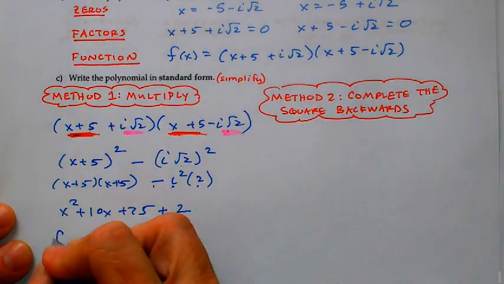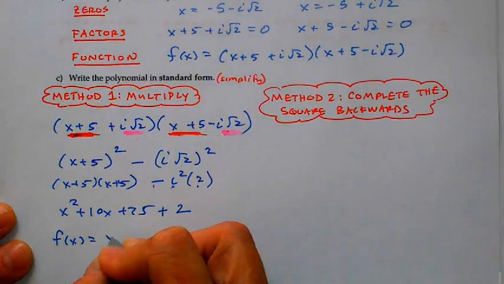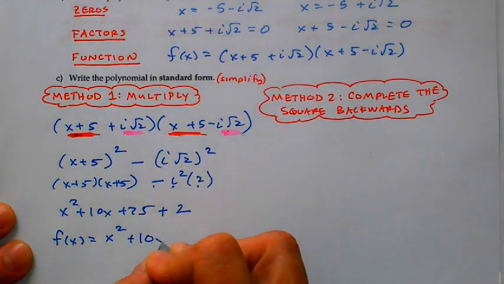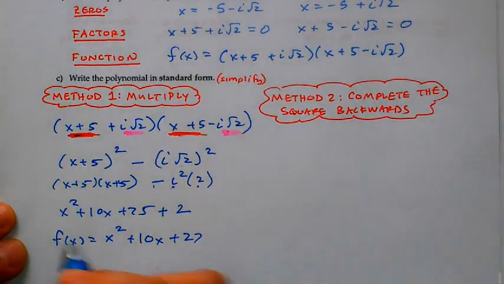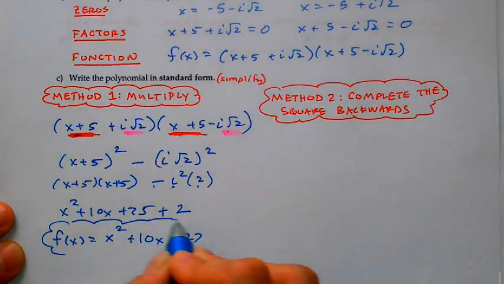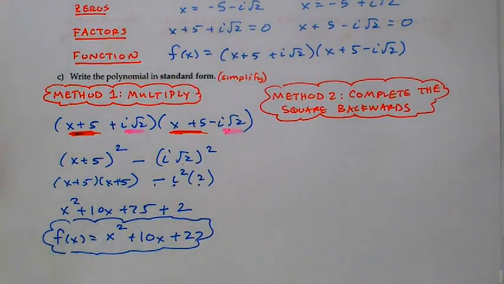And let's just combine the like terms. Attach a little f of x action to this. And we've got the standard form of our function, and if we were to set that equal to 0 and solve, we would get the 2 zeros listed above. Beautiful.